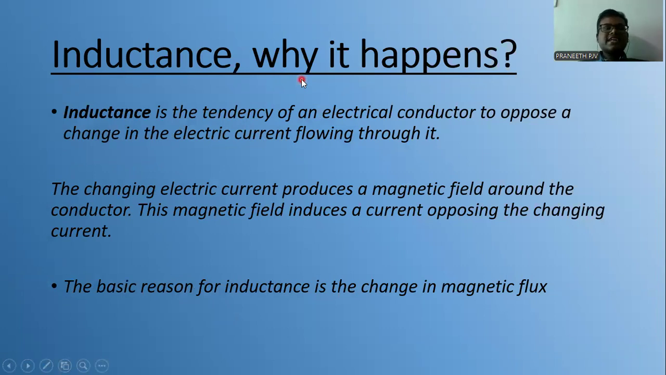So what exactly is inductance? Inductance is the tendency of an electrical conductor to oppose a change in the electric current flowing through it. The changing electric current produces a magnetic field around the conductor. This magnetic field induces a current opposing the changing current. The basic reason for inductance is change in magnetic flux.